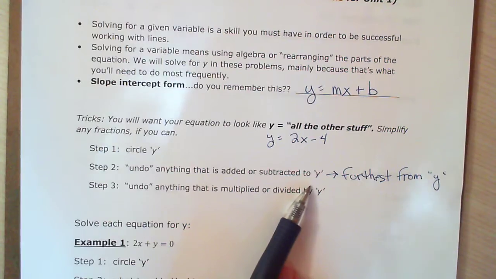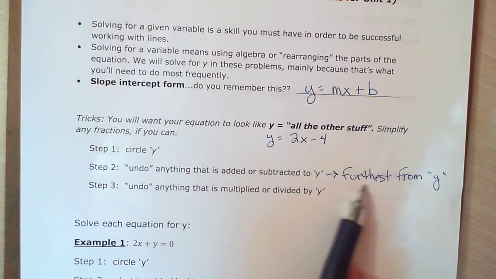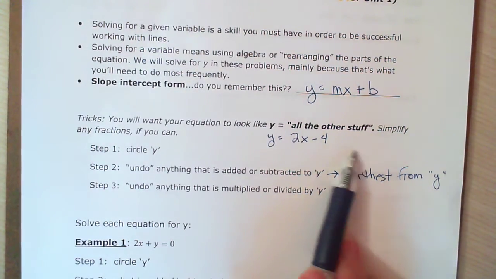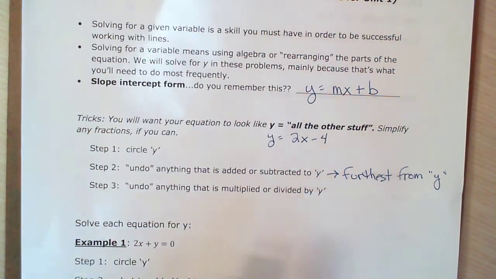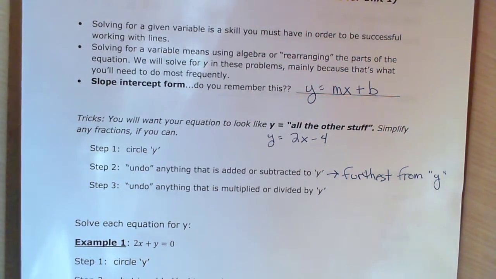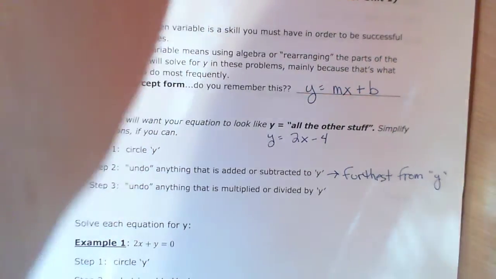Undo anything that is added or subtracted to y. And what you want to think about for that is find what's furthest from y and get rid of that first. And when I say get rid of, I mean jump it to the other side of the equal sign. And then the last step is undo or jump over the equal sign anything that is multiplied.